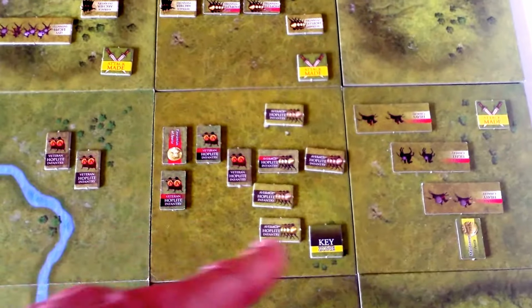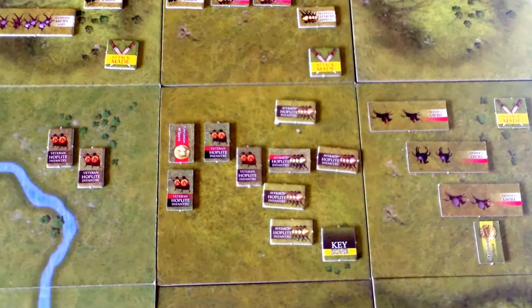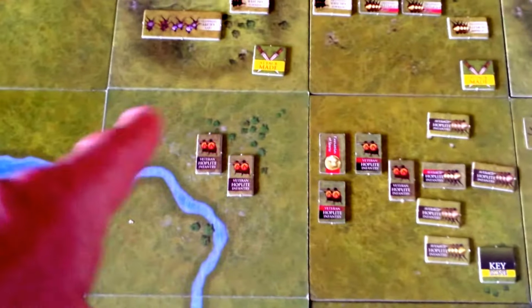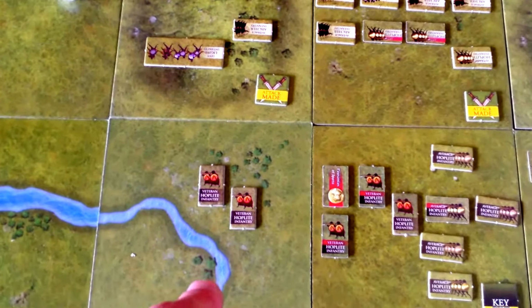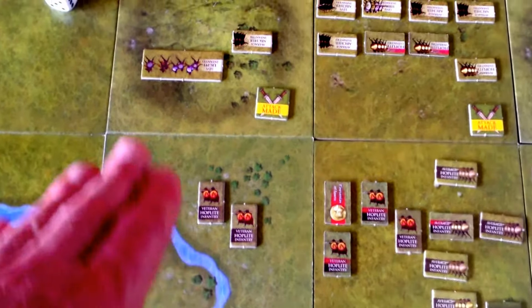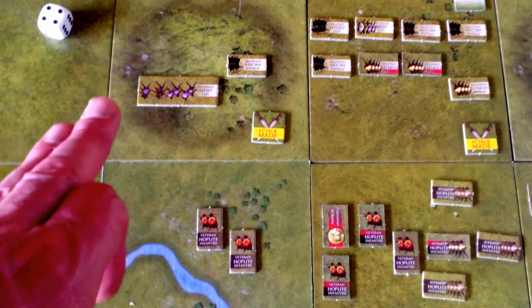So we have a situation here where the Greek is very, very strong in the centre. It's relatively balanced here on the Greek left wing. You've got stronger veteran units here, but the Persians are ensconced on the hill.